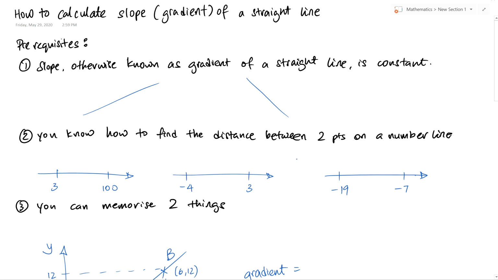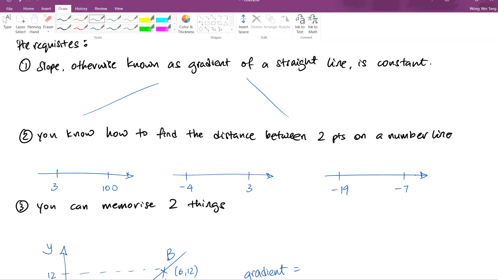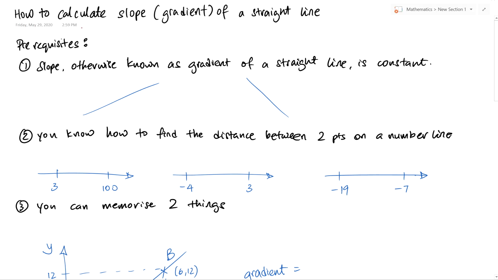I will be showing you one of the easiest ways to calculate the slope, otherwise known as the gradient of a straight line. There are some prerequisites. The first of which is that the slope, otherwise known as the gradient of a straight line, is a constant. So I've got two straight lines over here. What this means is that for each of these straight lines, for example the one on the left, any point that you take on this line will give you the same gradient.